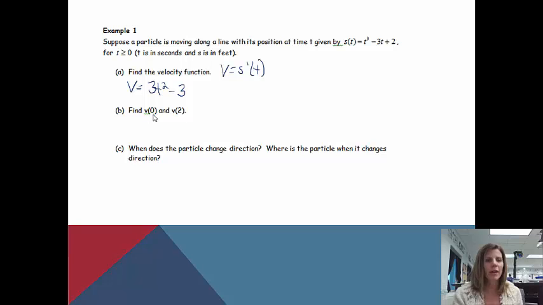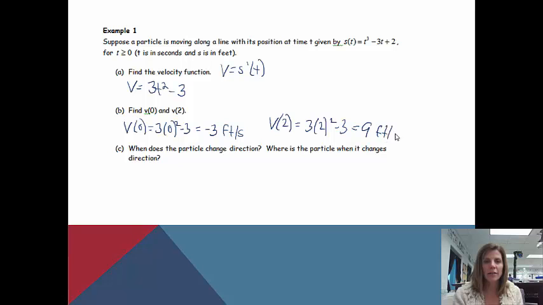All right, now it says to find the velocity at 0 and 2, so I'll just plug 0 into my velocity function, and that gives me negative 3. And we're in feet and seconds, so this will be feet per second. And the velocity at 2, we'll just plug in 2. And when I do that, I'll get 12 minus 3, I'll get 9. And again, it's measured in feet per second.